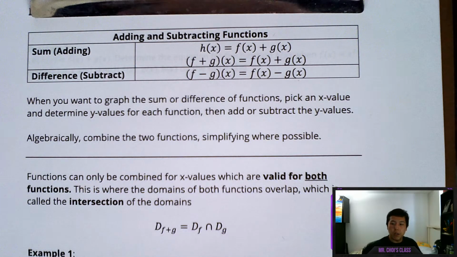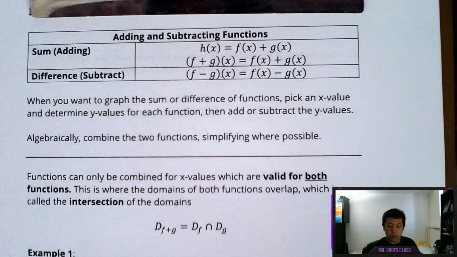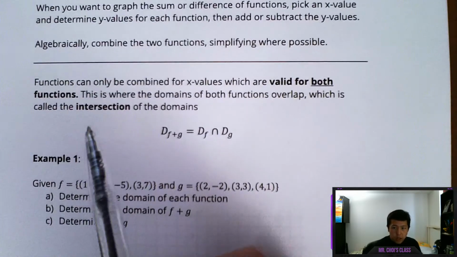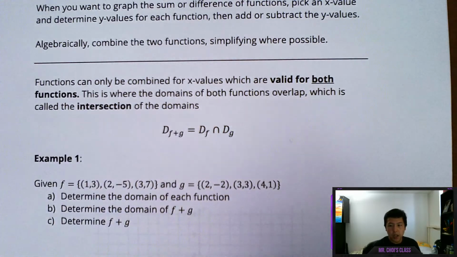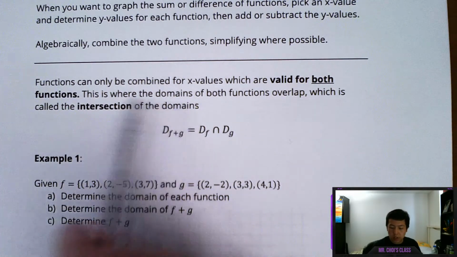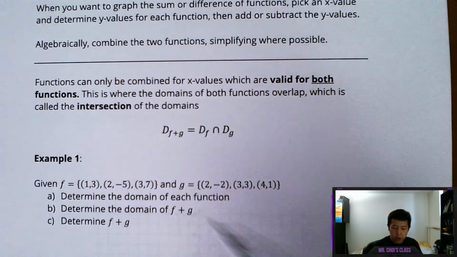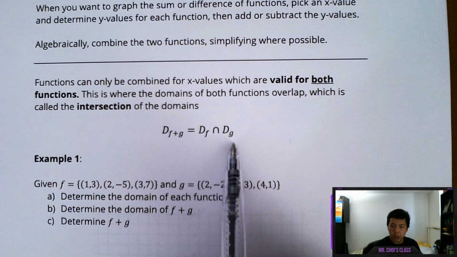The only thing that you've got to be aware about is actually how domains change and how ranges change. That's the only, I guess, hard part of the lesson. So here, functions can only be combined for x values which are valid for both functions. So if 2 functions exist, they can only be combined for specific x values as long as x values both exist in each function. So this is where the domains of the functions overlap, which is called the intersection of the domains. Okay, so the domain of f plus g is equal to the domain of f intersecting with the domain of g, right?